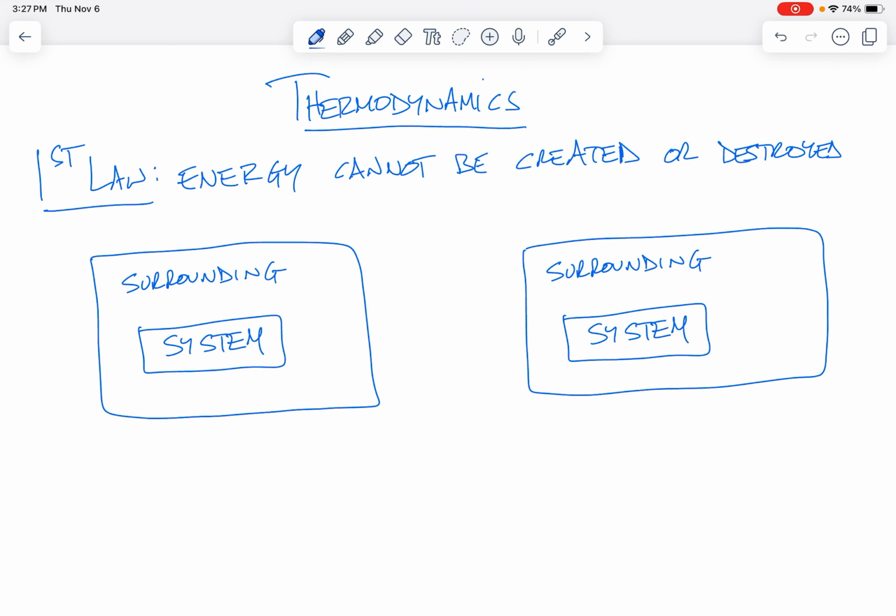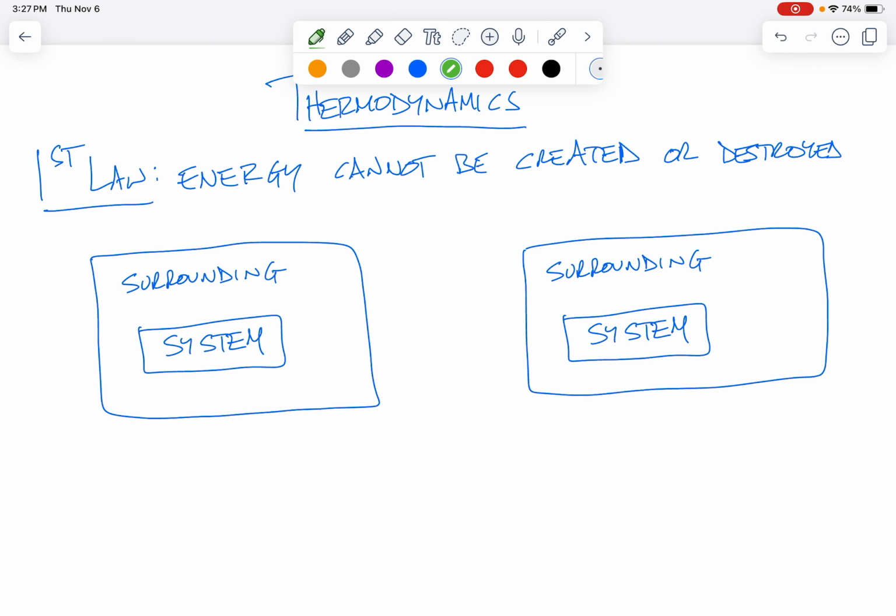What I want to do is give you an introduction into thermodynamics, which involves energy transfer in chemical reactions. The first law of thermodynamics says that energy cannot be created or destroyed, it's just changing form. And what we need to keep in mind for this unit is the system and the surroundings. The system is typically your chemical reactions, the surroundings might be the air, might be the cup or beaker that the reaction is taking place in.